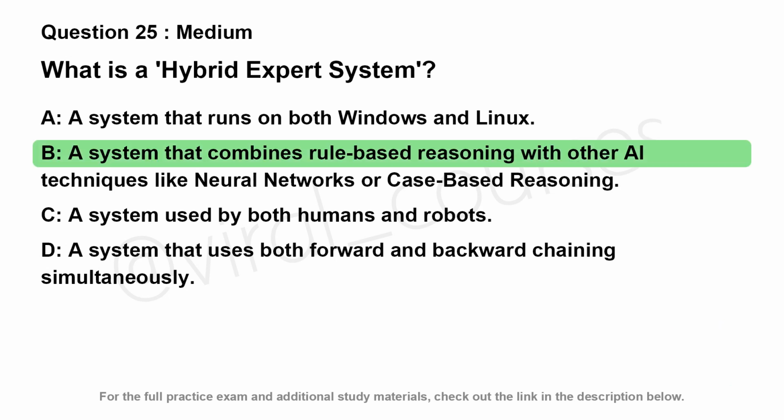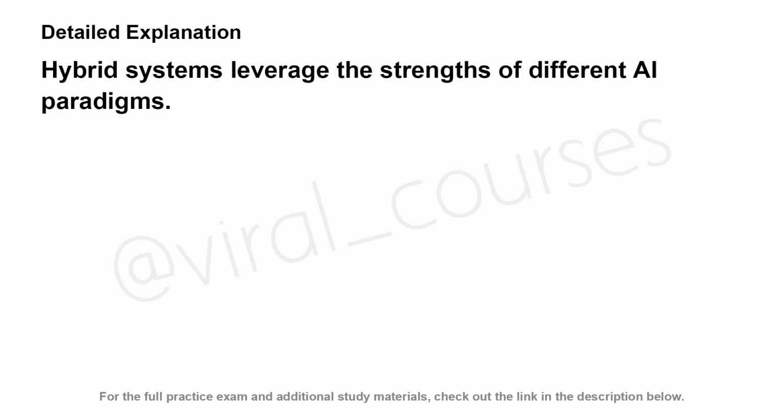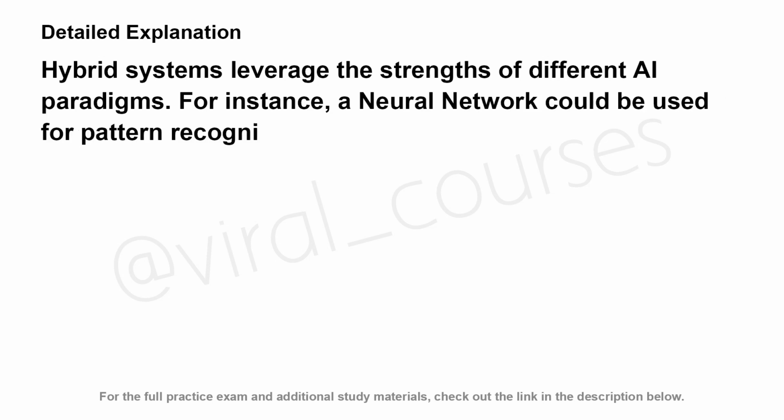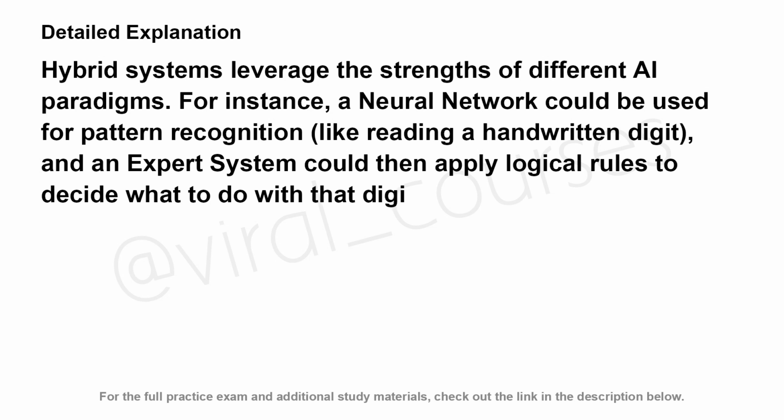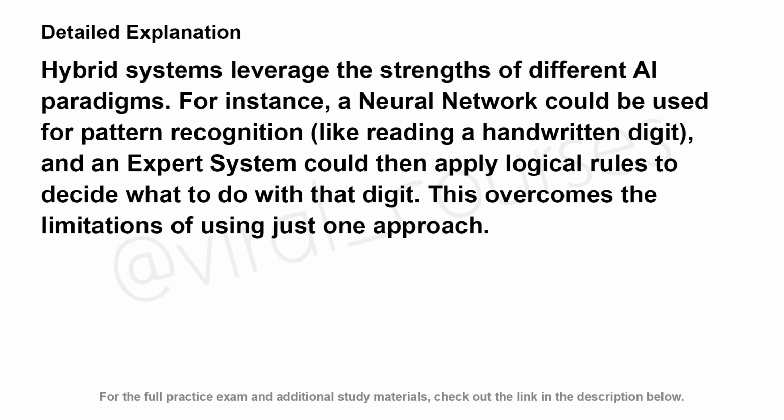The correct answer is B. Hybrid systems leverage the strengths of different AI paradigms. For instance, a neural network could be used for pattern recognition, like reading a handwritten digit, and an expert system could then apply logical rules to decide what to do with that digit. This overcomes the limitations of using just one approach.